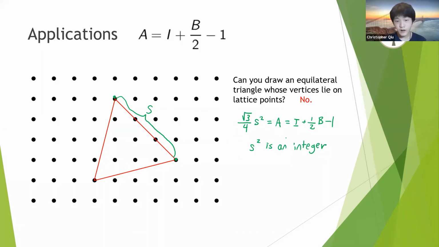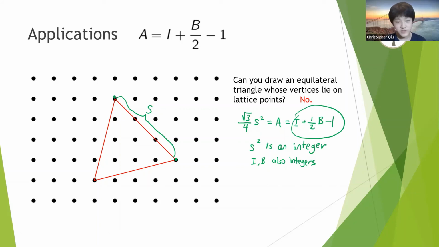At the same time, I and B are both integers as well, because I counts the number of interior points, which cannot be a fraction or anything like that, so I has to be an integer. B also has to be an integer because B counts the number of boundary points, and you cannot have, say, 3 halves boundary points. So I and B are also integers. And so this expression on the right is an integer plus half of an integer minus 1.